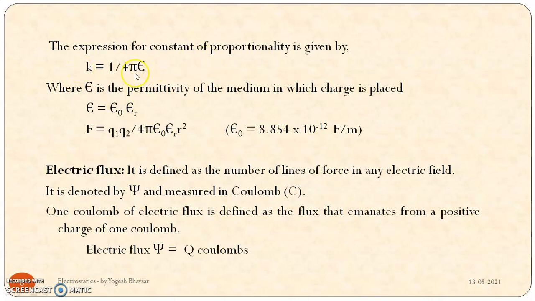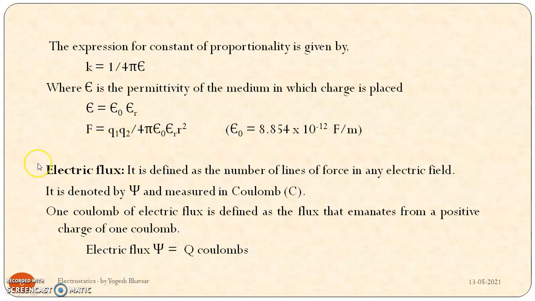The expression for the constant of proportionality is k equal to 1 by 4 pi epsilon, where epsilon is the permittivity of the medium in which the charge is placed, given by epsilon equal to epsilon 0 into epsilon r, where epsilon 0 is the permittivity of free space and epsilon r is the relative permittivity of the medium. If some medium is there, then we have to use epsilon r. Therefore, putting it in the above equation, we get force equal to q1 q2 divided by 4 pi epsilon 0 epsilon r into r square, where the value of epsilon 0, the permittivity of free space, is 8.854 into 10 to the power minus 12, measured in farad per meter, that is F by m.